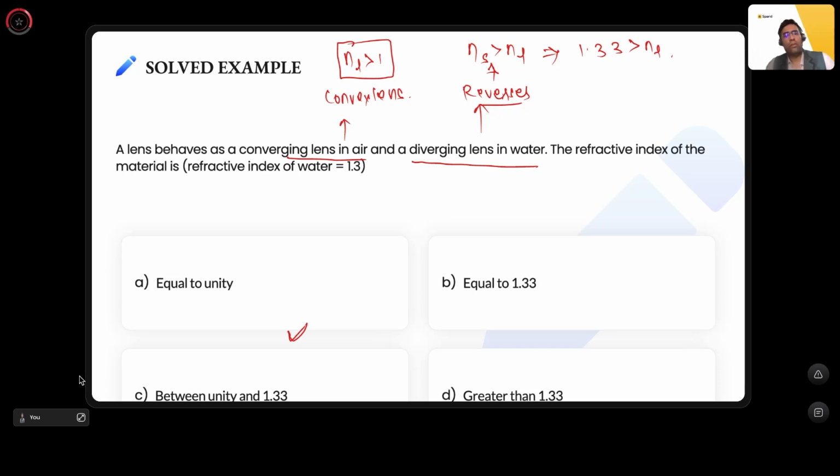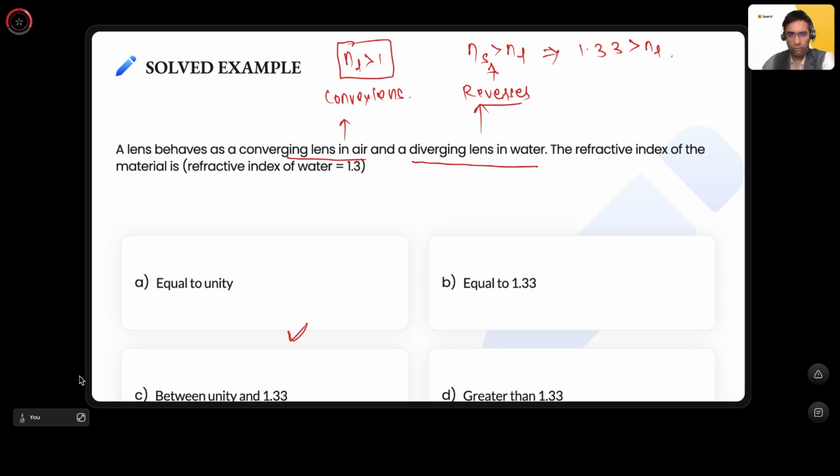So all you have to remember here is whenever we put a lens in a medium which has a greater refractive index than that of the lens, its nature will get reversed. If the refractive index of the surrounding is less than the refractive index of the lens, then it will exhibit its true nature of convergence or divergence, whatever.